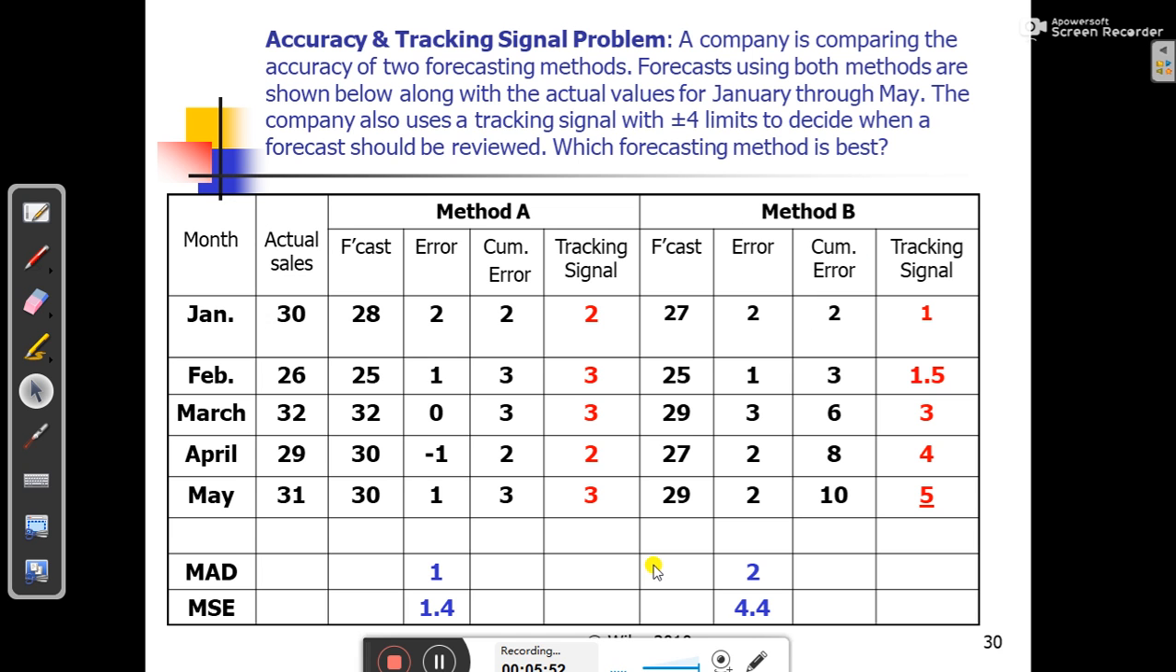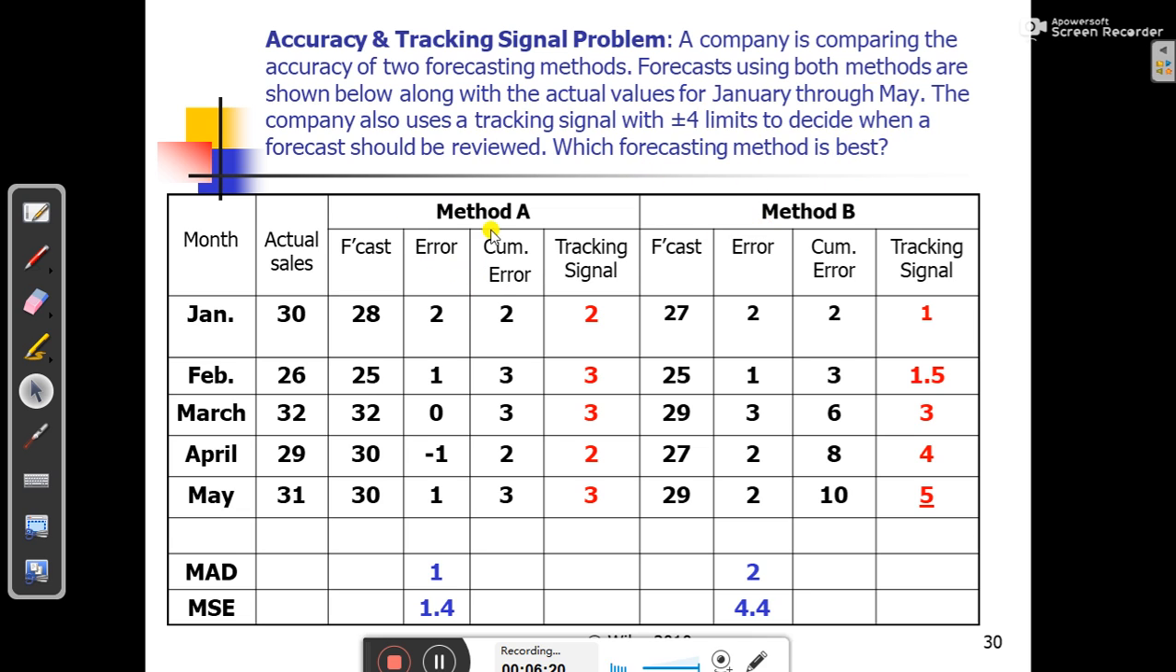So here, using this table, a company is comparing the accuracy of two forecasting methods. Forecasts using both methods are shown below along with the actual values for January through May. The company also uses tracking signal with ±4 limits to decide when a forecast should be reviewed. Which forecast method is best?